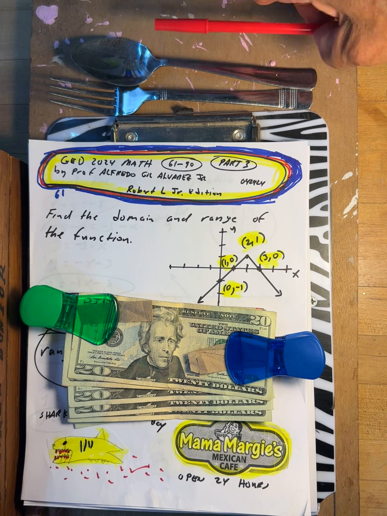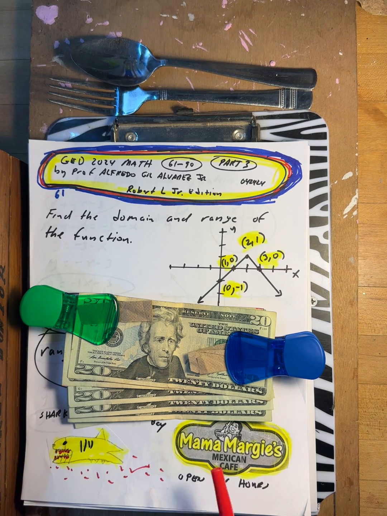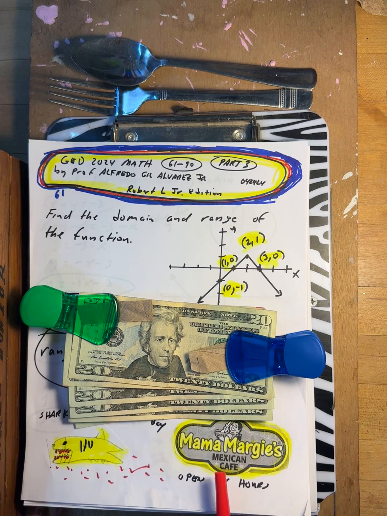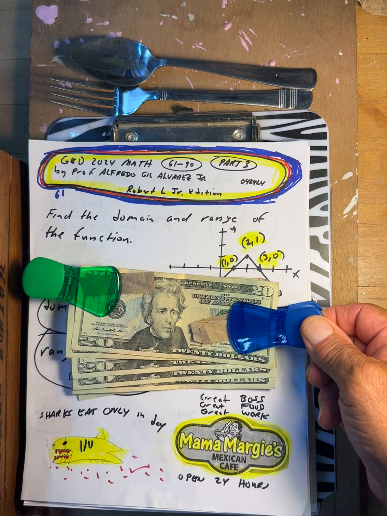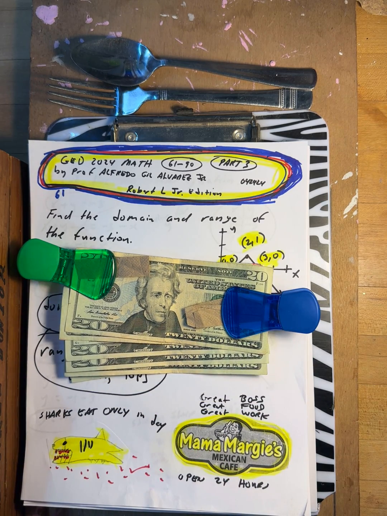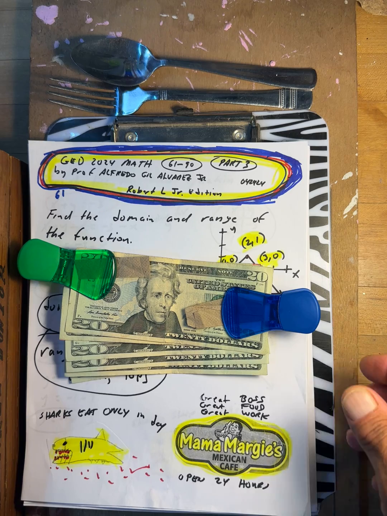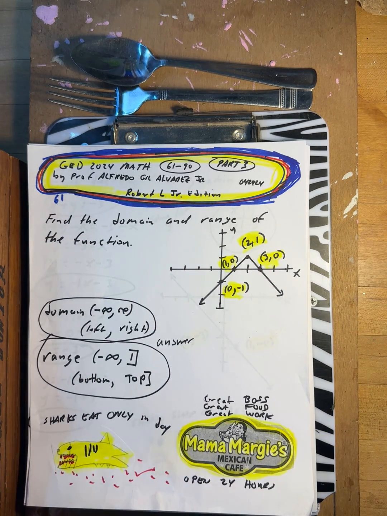All right, so let's do, wait, before we do that, if you need money for college right now, Margie's open 24 hours. Great boss, great food, great work. Open 24 hours. Want some of this? Go work down there. But let's say you don't need money. Let's just solve it. You don't need money.